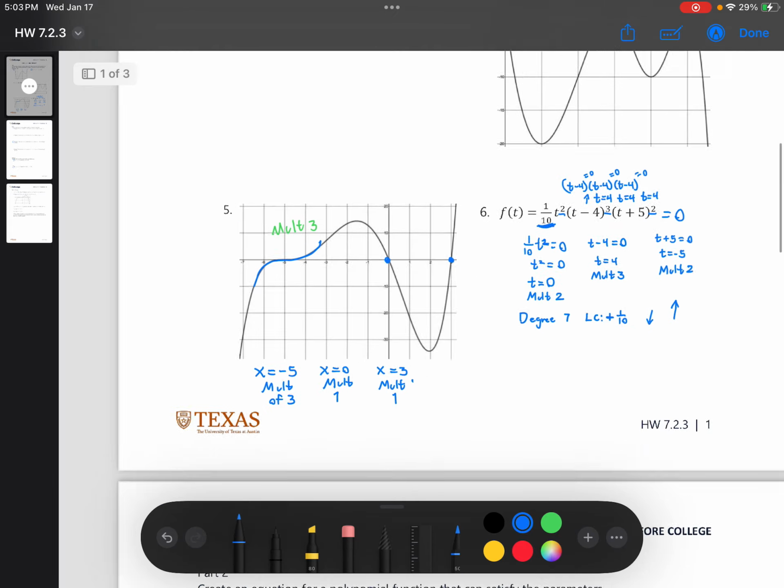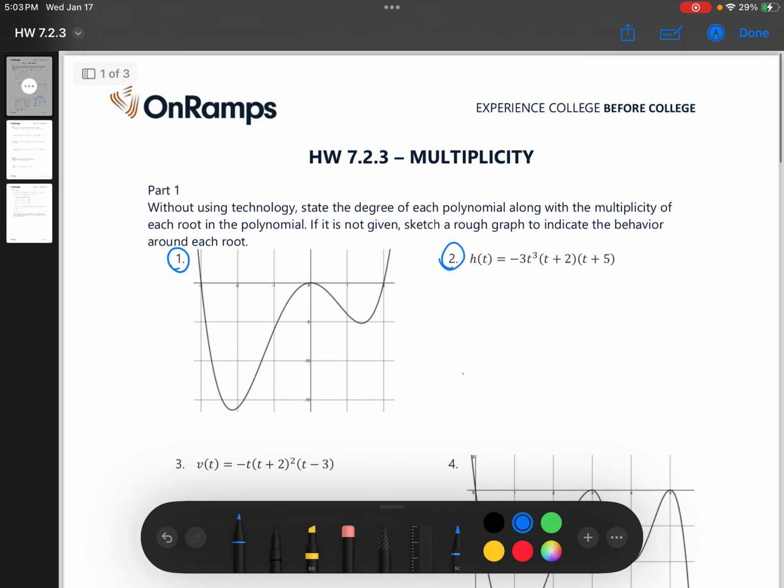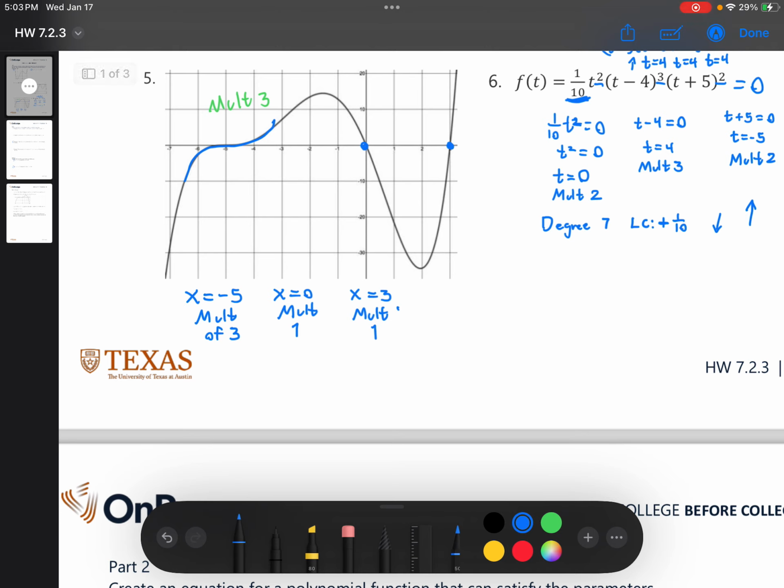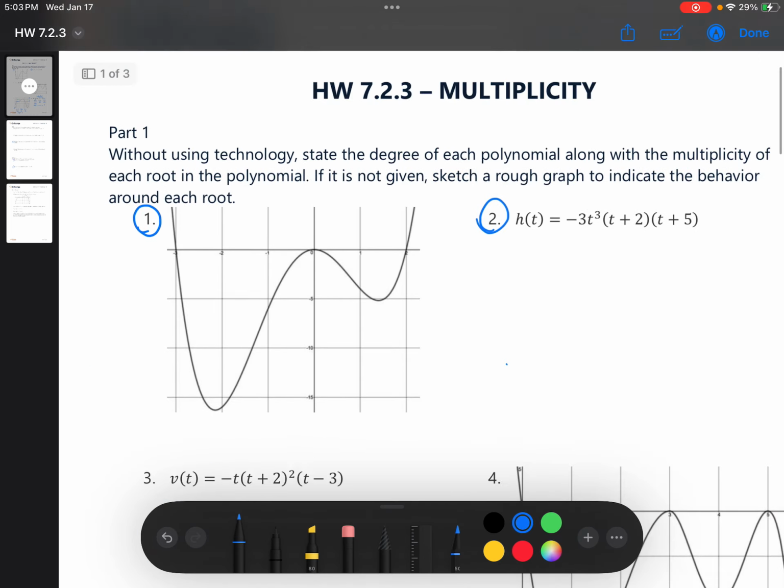Okay? Now what else do they ask us to do here? State the degree of the function. I know that it has to be an odd function because of the end behavior. The end behavior is left arm down, right arm up. Not only that, I know that the leading coefficient would be positive. Now it has to be odd, but the multiplicity can also tell me what the degree of the function would be. This is degree 3, degree 1, degree 1. Add those together, you get degree 5. So this is a degree 5 function.